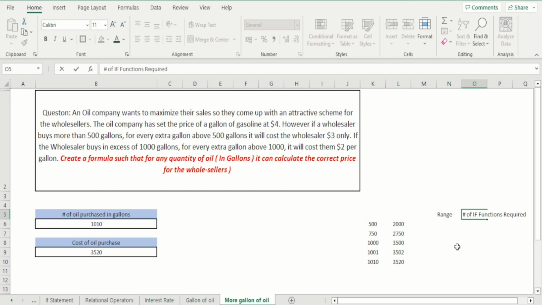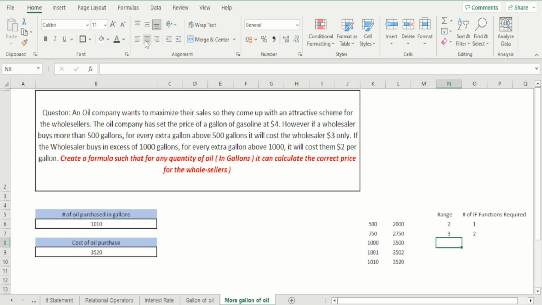Now you might recall that in the previous example, we only had to deal with two ranges: from 0 till 500 and above 500. So when you have two distinct ranges to deal with, you required one if function. But in this problem, you can see that you have three ranges. You have one calculation for 0 to 500, then a different calculation from 500 to 1,000, and then a different calculation from 1,000 and above. So you have three different data ranges, and each range has a different calculation method. And in this case, you required two if statements.